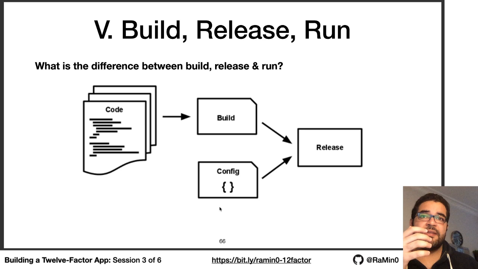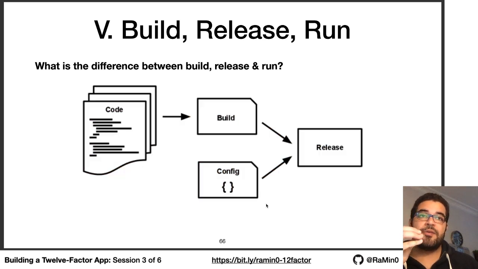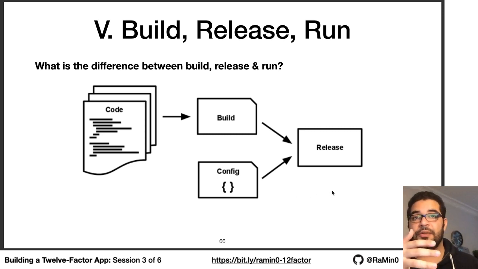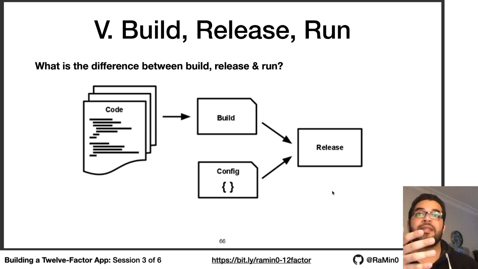The second step is combining it with a config, and this combination together is called the release, which is basically a certain version of our app that is ready to be run. So we can talk about our app as a set of releases. Whenever we need to introduce a new change, we create a new release, and this is basically what is mentioned by this factor here.